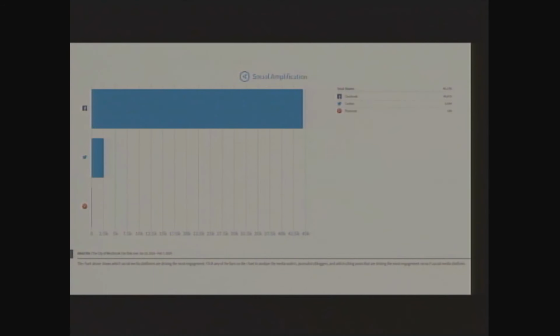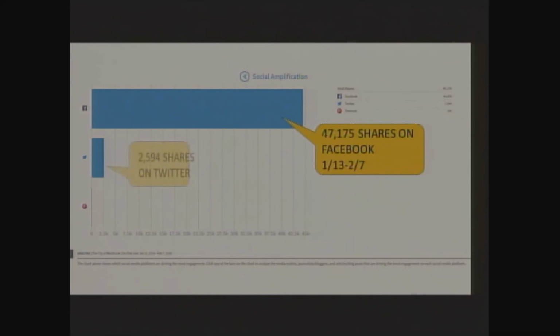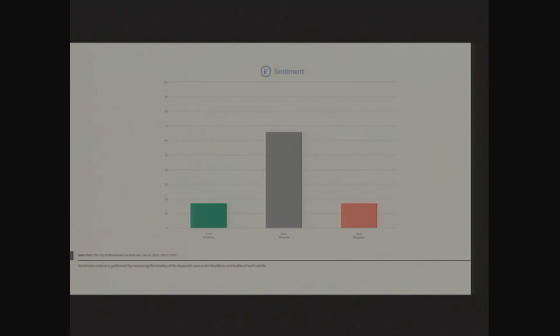So social amplification, Facebook was the number one, where people shared it. Had over 47, I can't even read it from here, 47,000 shares. And that's just the news articles being shared. That's not memes and conversation and stuff like that. 2,594 shares on Twitter.